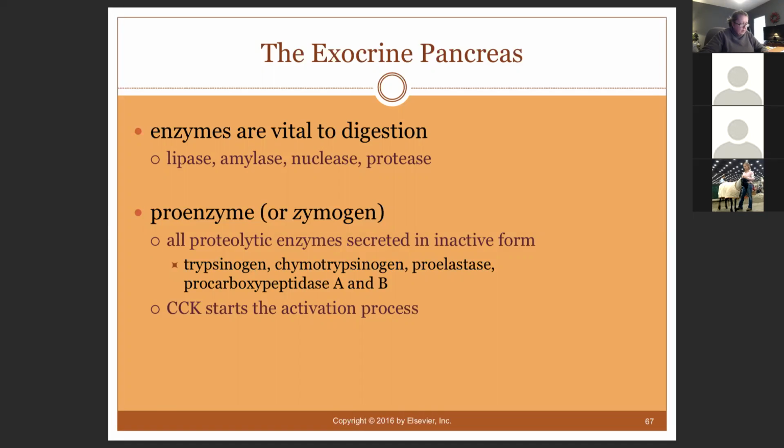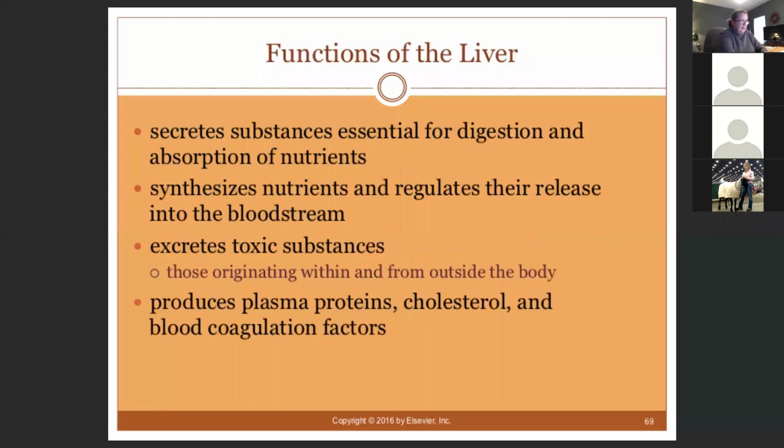What are the parts of the liver? What are the functions? So the liver has quite a bit. It does have lobes.